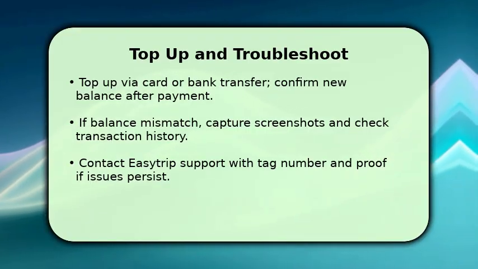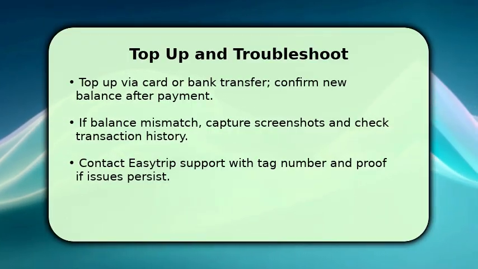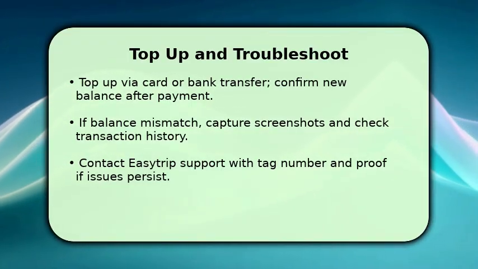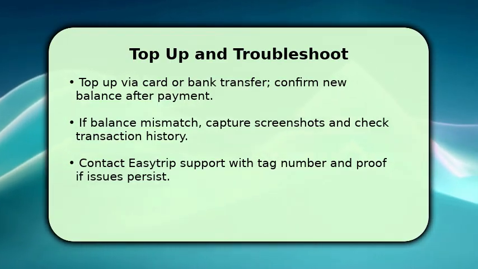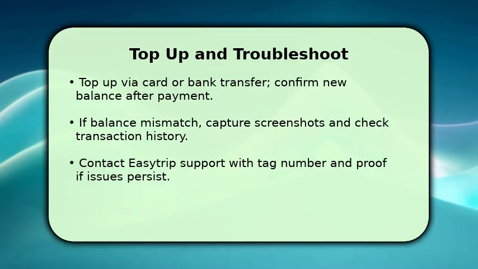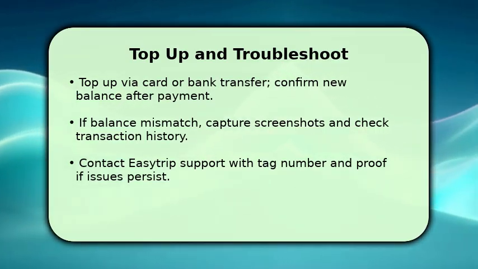If the balance still doesn't update, check transaction history and compare timestamps. Discrepancies often come from delayed processing. If you still see wrong amounts, take screenshots, note your tag number, and contact EasyTrip support. This gives them the evidence they need. One tip: mode switch between apps.